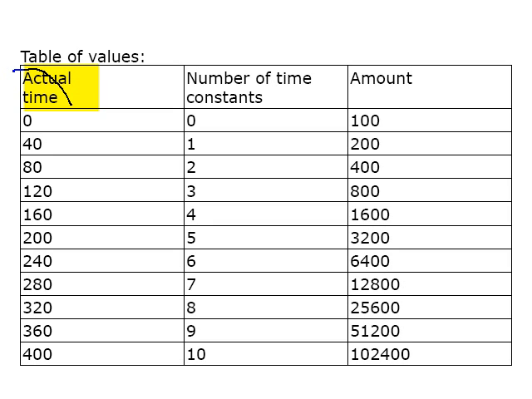So here's the actual time in minutes. I'm counting up. I do 10 time constants and I count up to 40 minutes. And here are the values. Because I count by time constants, remember, I'm going to be doubling every time I move one time constant. From 3 to 4, I double. In this case, 800 to 1600.